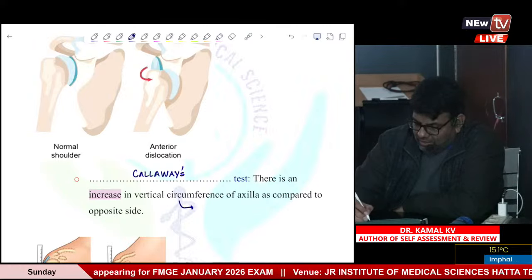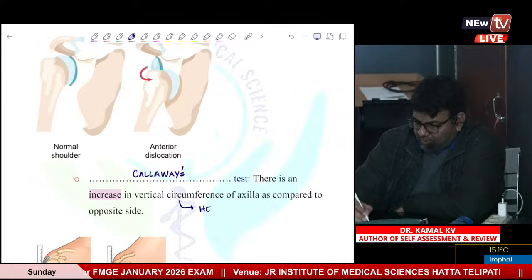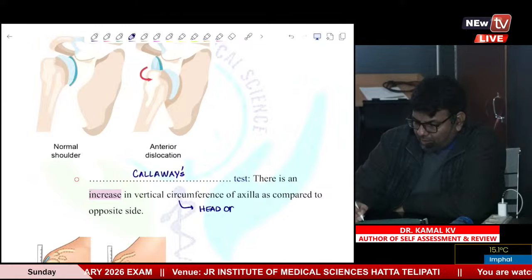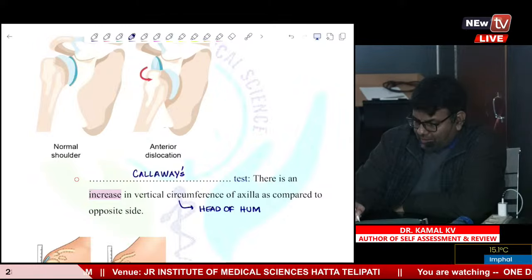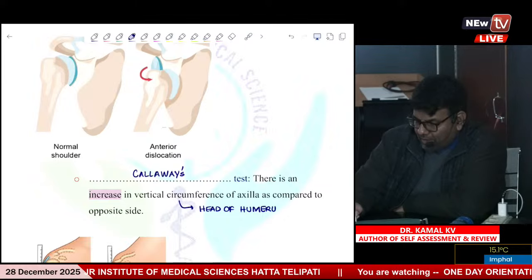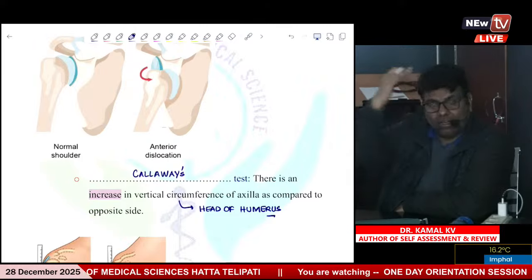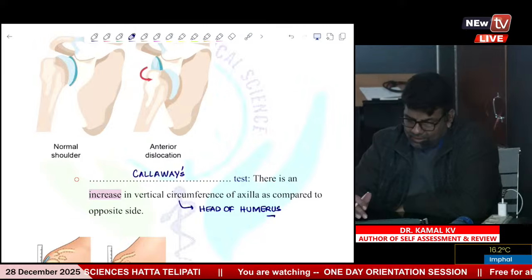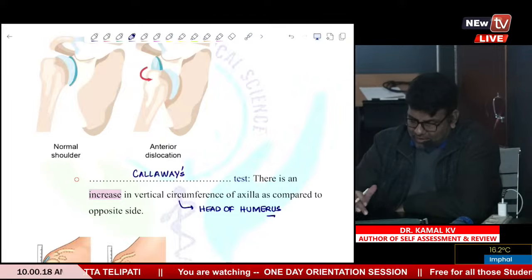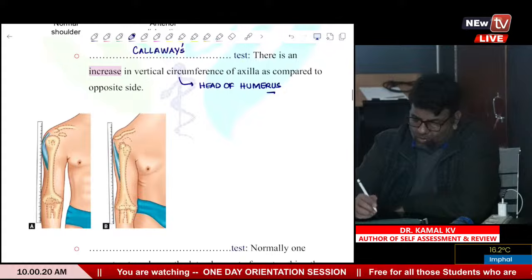And why is it increased? Because of the head of humerus. The head of humerus is occupying this space, and therefore it is increasing the vertical girth of the axilla. So, Callaway's test. Now look at this test.